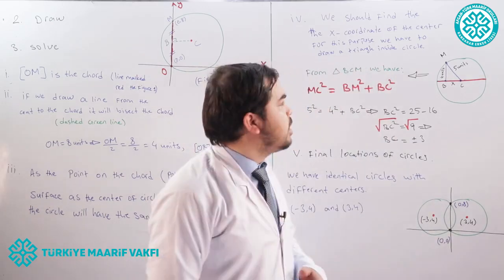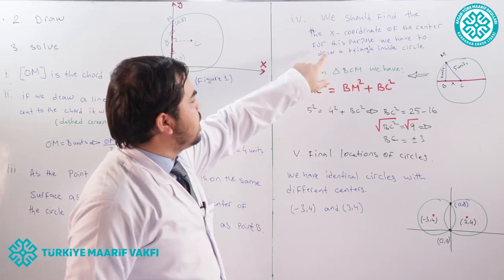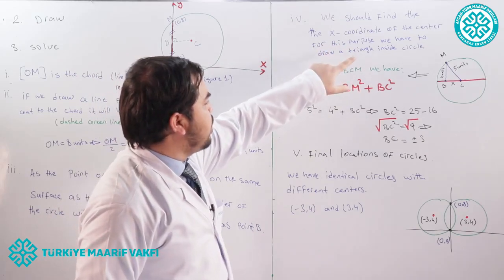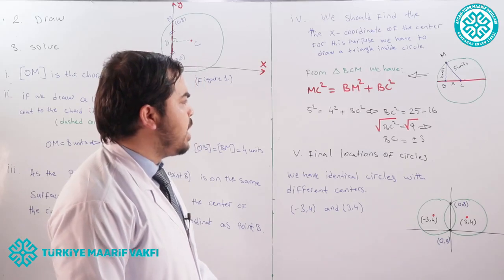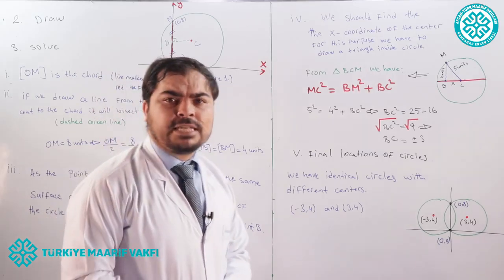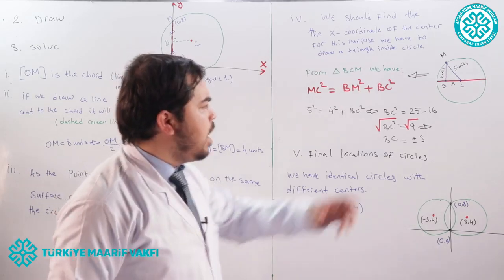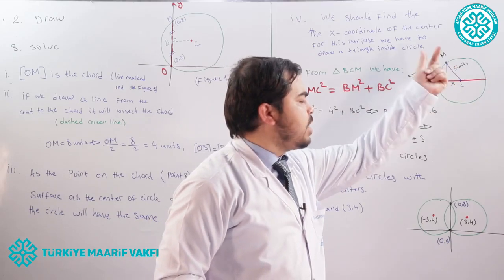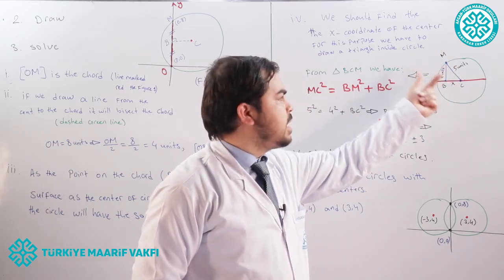Now we are coming to another step. We should find the x coordinate of the center. For this purpose, we have to draw a triangle inside the circle. We found the y coordinate of the center, and now we want to find the x coordinate. In this case, we have to draw an inscribed triangle inside a circle.